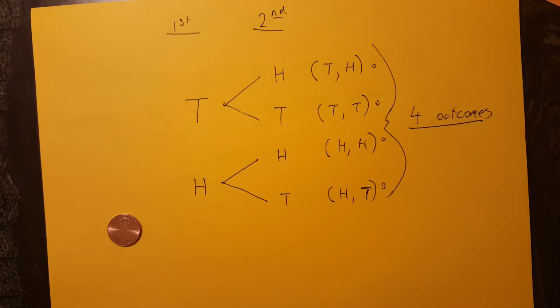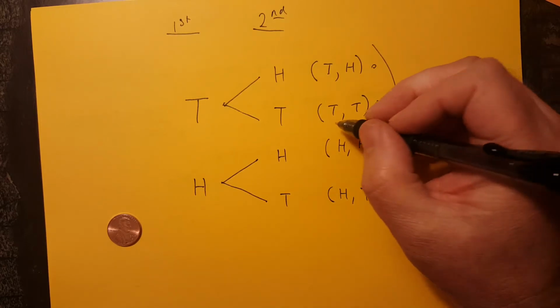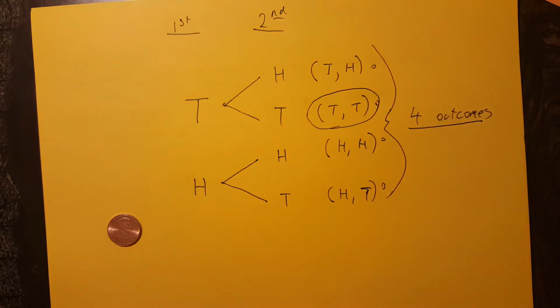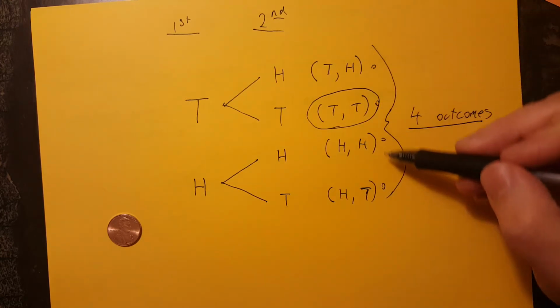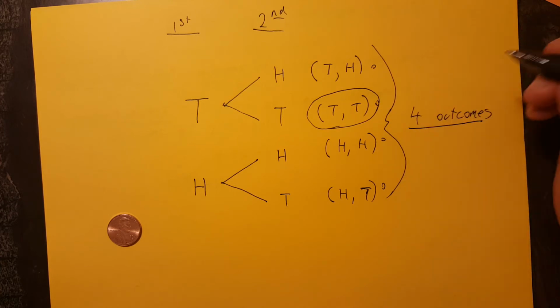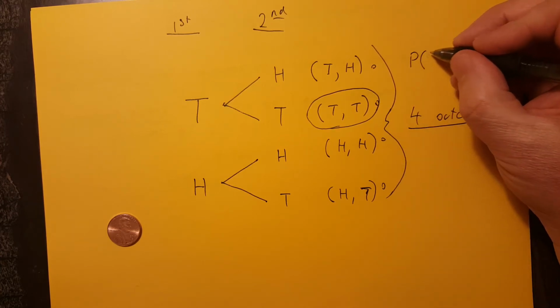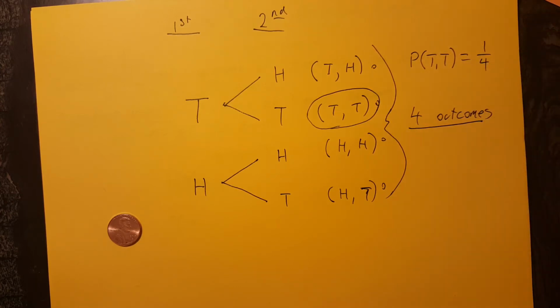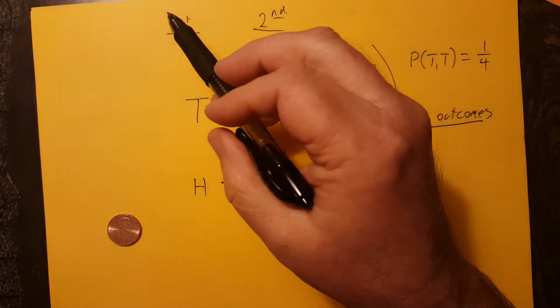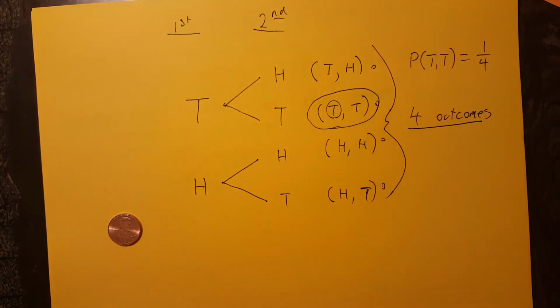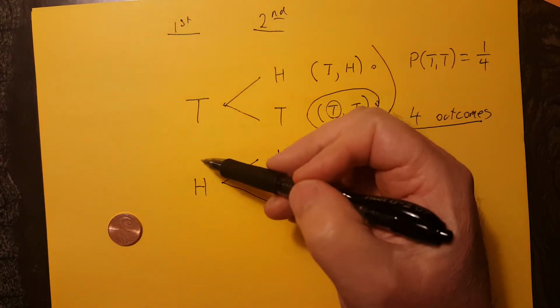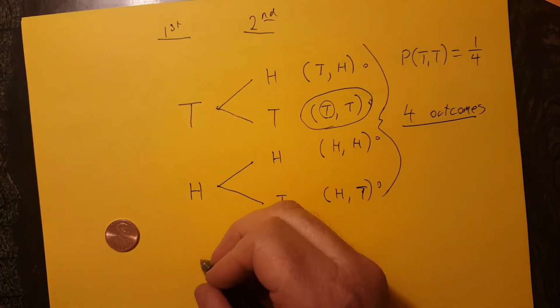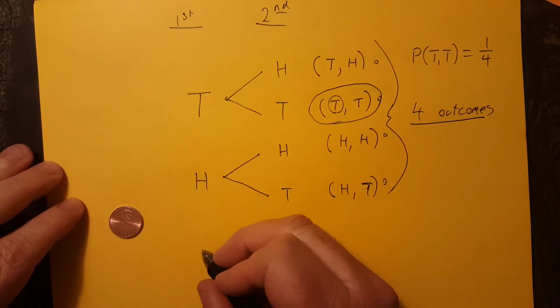So let's say I wanted to say, what is the probability of getting tails and then tails? What's the probability of that? Well, we can see from our tree diagram, it's 1 out of 4 possible outcomes. So the probability of getting tails and then tails is 1/4. Is there an easier way to do it without having to do the tree diagram? Yes, there is. In the first flip, what is the probability of getting the favorable outcome? There's 2 possible outcomes. One of them is favorable. The probability of getting tails on the first flip is 1/2.